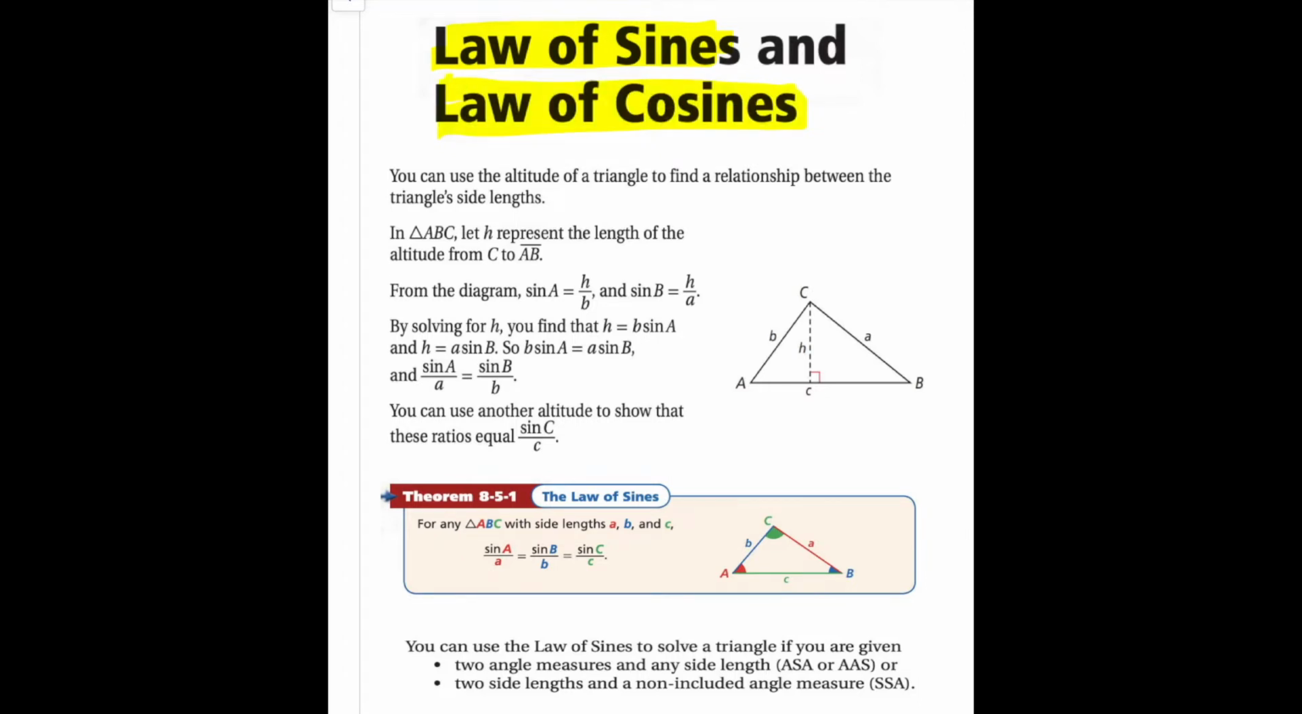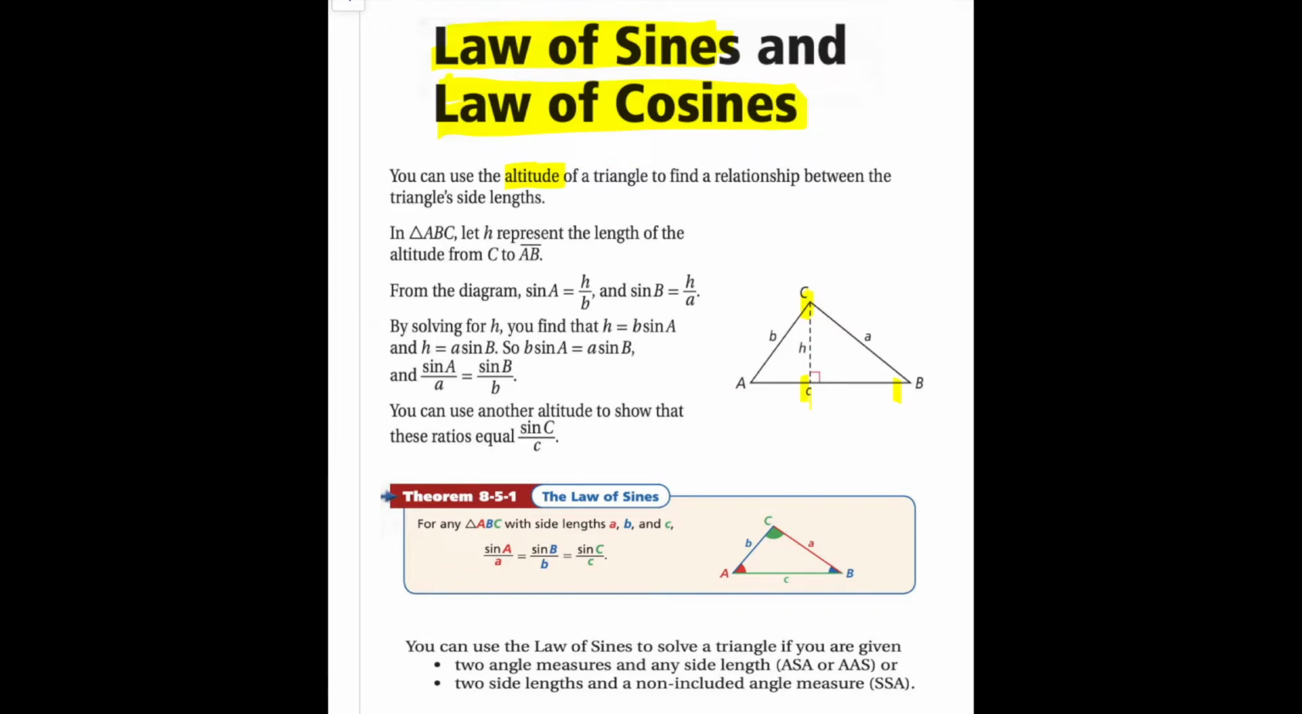do some practice problems. So let's take a normal acute triangle ABC, and in order to find the area of that triangle, you need an altitude, that is the perpendicular from the opposite vertex. So we drew an altitude from C to AB. You can use the altitude of a triangle to find the relationship between the triangle side lengths.